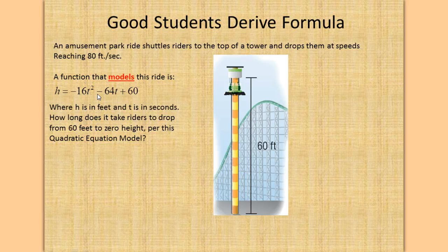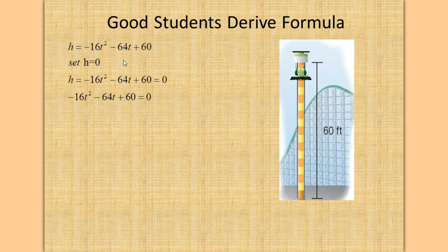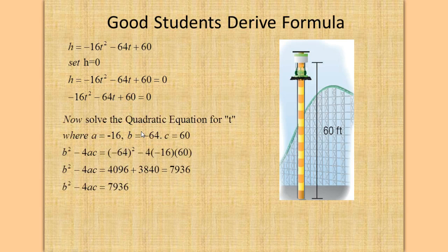Well, if you look at this quadratic equation, you can look at h is equal to this equation. If you put t equals 0, you can see that it starts out at 60 feet, and that's what it says here, 60 feet. So at t equals 0, it starts out at 60 feet. Okay, let's apply our quadratic formula to this equation. So set h equals 0, because that's what it says, drop to 0 height. And then we have our quadratic formula here. Now solve the quadratic equation for t.